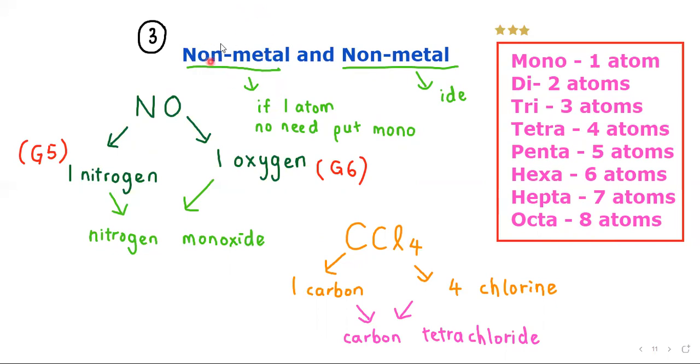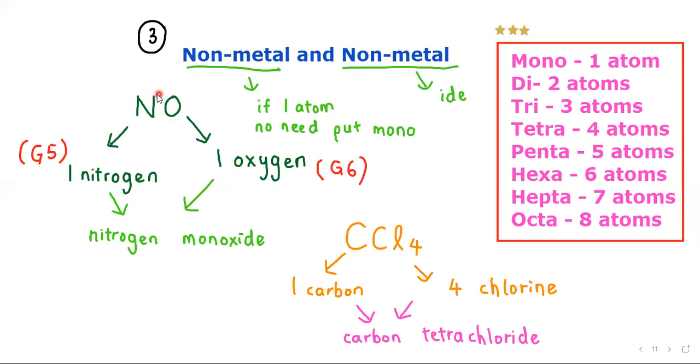However, there's a special case when you're answering non-metal and non-metal questions. If the first element, which acts as a non-metal, is only 1 atom, there is no need to put mono at the beginning of the compound name. The mono will be used when your second element, acting as a non-metal, remains as one atom.